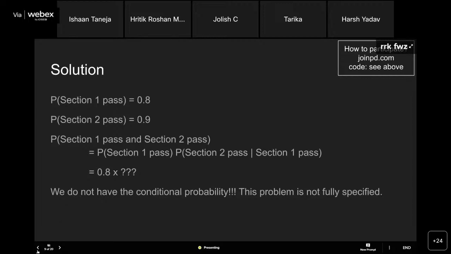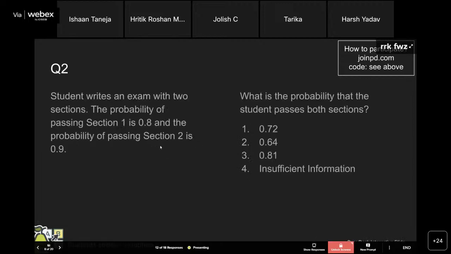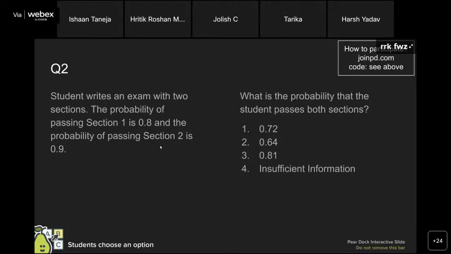No, but that's my point, right? We don't know whether passing section 1 is affecting my result of section 2 or not, like in the first question. It is not mentioned. That's why we can assume, sir, that they are independent. Okay, let's assume that. But if there are subjects, suppose mathematics and science, then also we will say insufficient information.